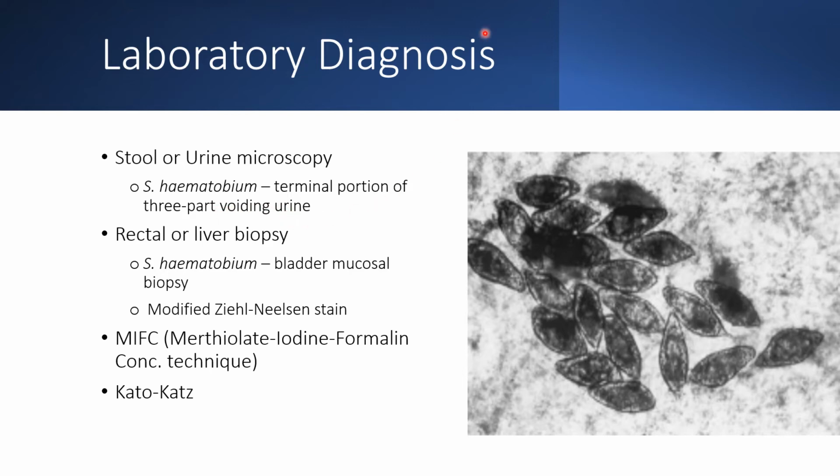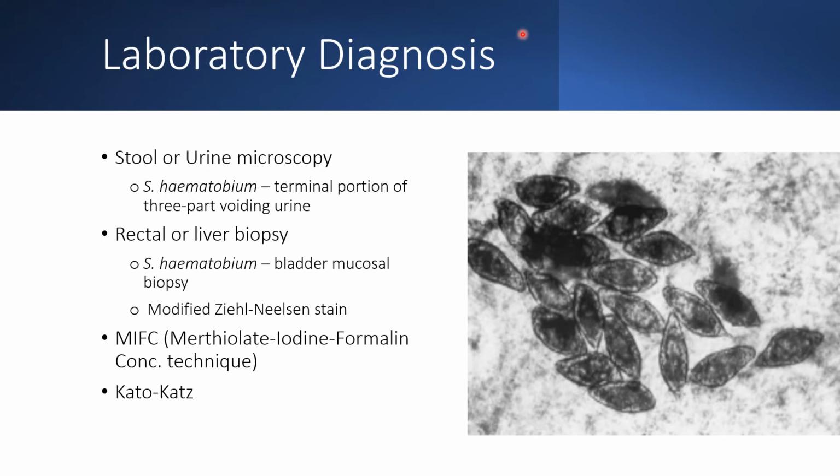Okay, so for biopsy, S. hematobium, bladder mucosal biopsy. Then for the rest you can use rectal or liver biopsy. And then acid-fast staining, modified Ziehl-Neelsen stain. We cannot perform zinc sulfate flotation concentration since the eggs will rupture and will not float, but instead they are found in the sediment.